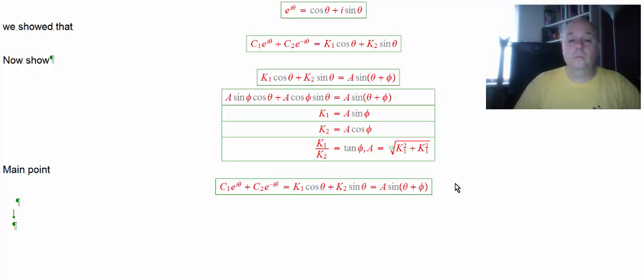We're going to use those main points when we solve differential equations where I have complex conjugate eigenvalues.